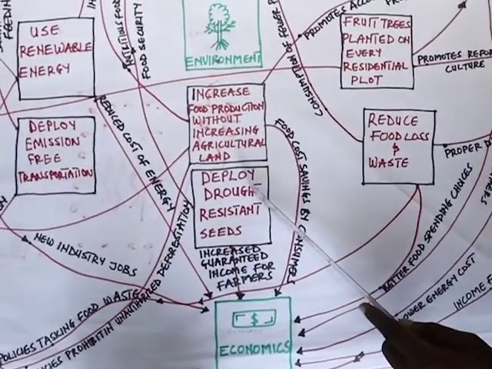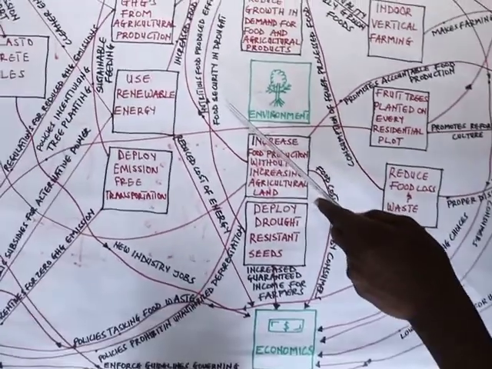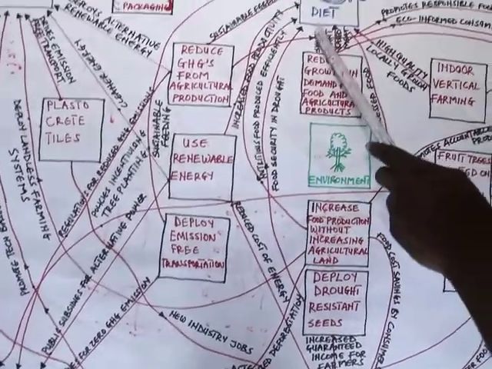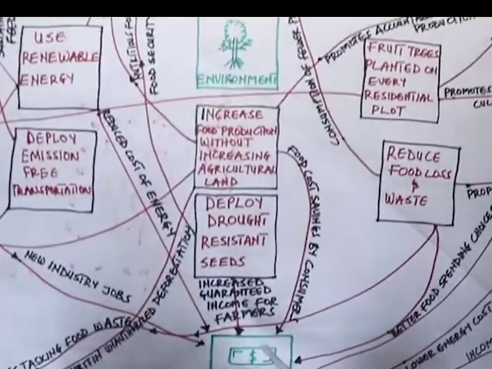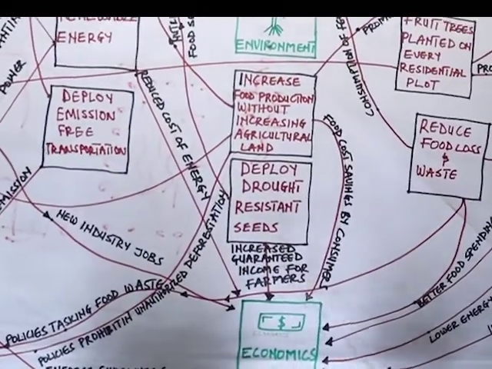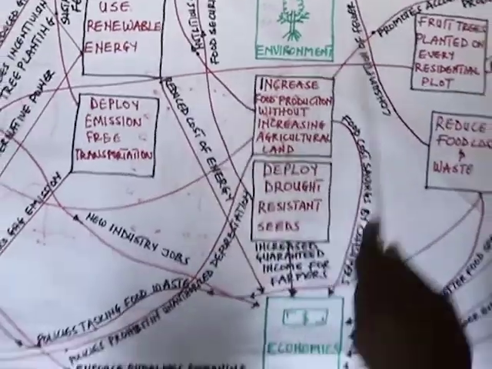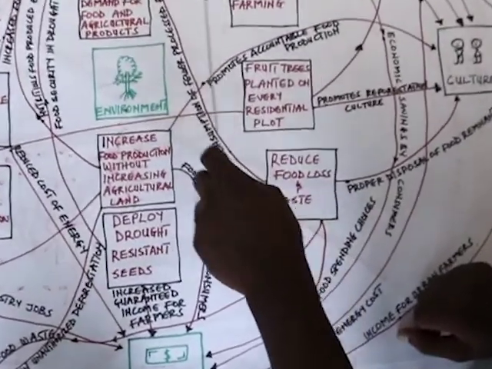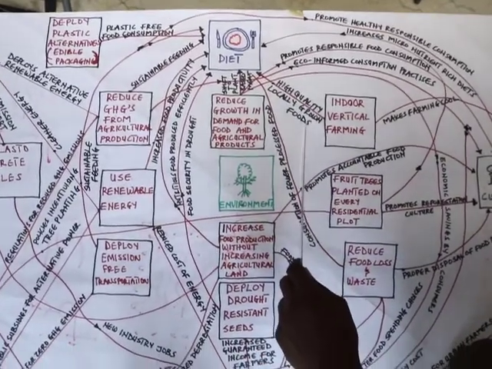When we deploy drought-resistant seeds, it will help our food to be secure in drought. It will help to improve food security during the time of drought, and it will help to increase guaranteed income for farmers as mentioned earlier. Now, I'll take you to our intervention for indoor vertical farming. It will help to improve the quality of our locally grown foods.